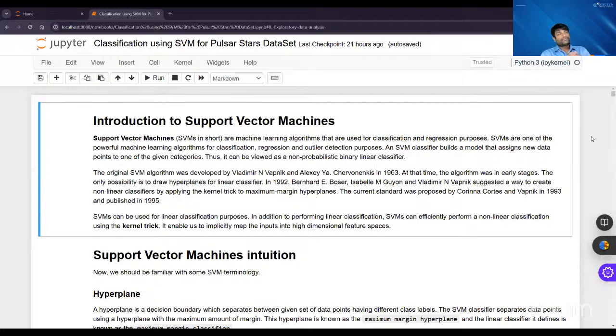Okay. Right. So let us start first by understanding what is SVM. So SVM, in a short way, is basically an algorithm particularly used for both classification and regression. It is one of the few algorithms which can do both classification and regression.